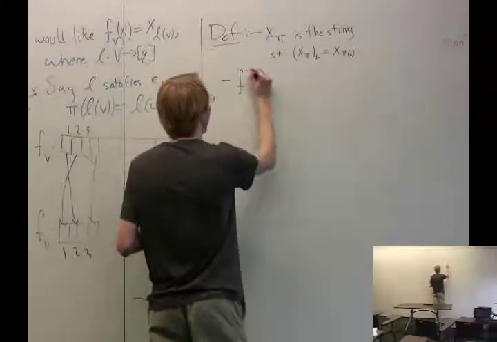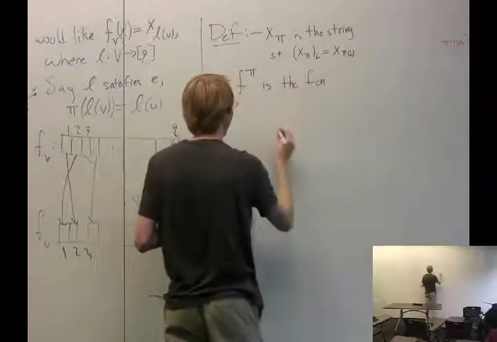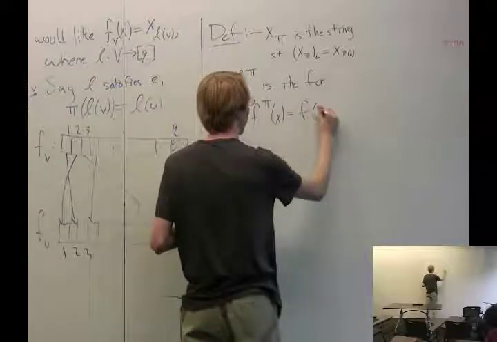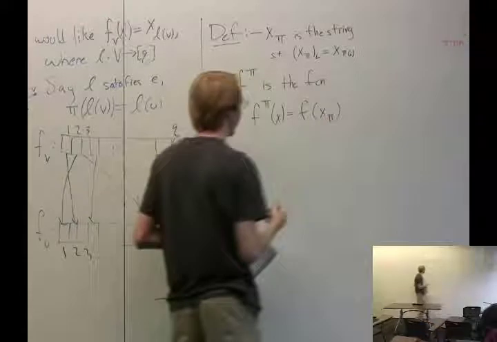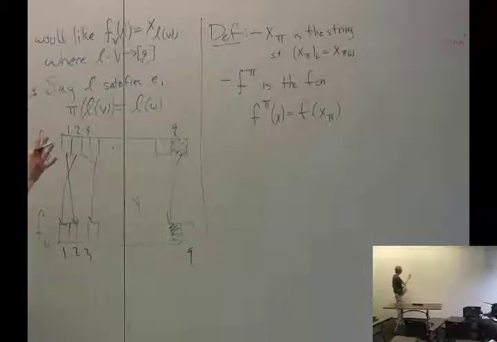Okay, so that's a function that you can apply to strings, so let's carry it over to functions. Let's define f to the pi to be the function in which f to the pi of x just equals f of x sub pi. So f to the pi is just a function where before actually inputting x, you reorder the coordinates. Okay. Now let's remember back to the case where we have these two dictators on u and v which are connected, and we know that L satisfies this edge. So let's see what happens here.